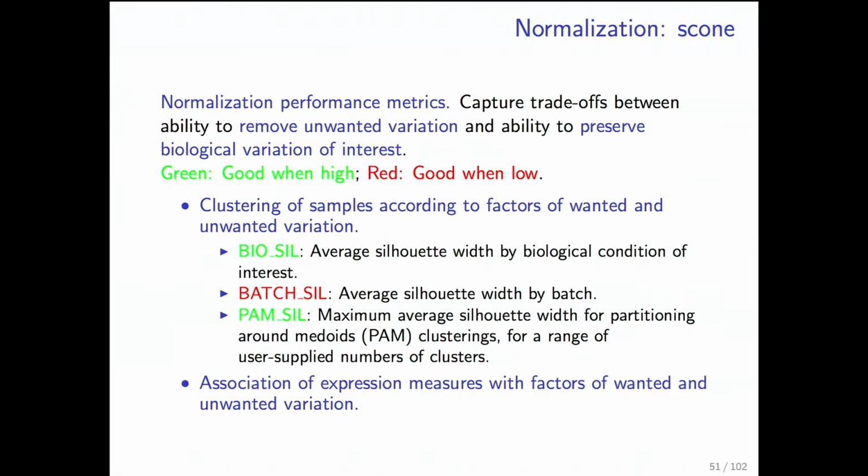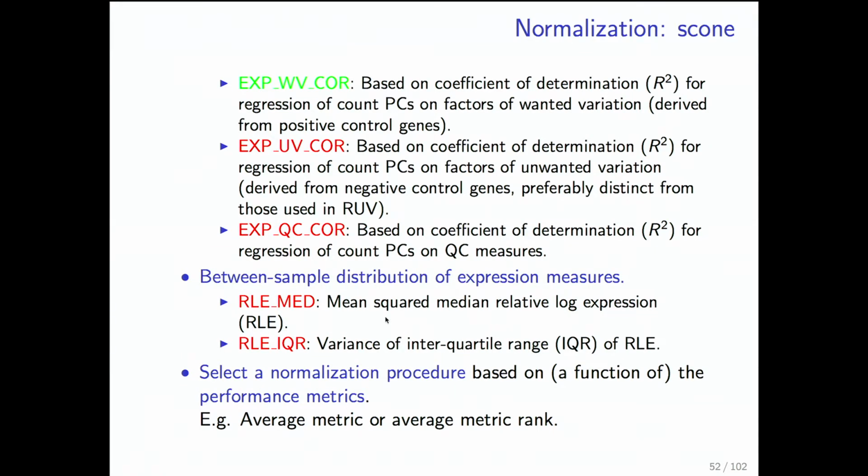The idea is that we want to quantify the trade-off between the ability of a normalization method to remove unwanted variation and the ability to preserve the variation of interest. There are 3 main classes of metrics. One of them refers to the clustering of samples according to factors of wanted and unwanted variation. The clustering strength is measured by silhouette width. Another class of metrics looks at the association between expression measures and factors of wanted and unwanted variation. The third class of metrics looks at the distribution of the relative log expression. Then we can select or rank normalization procedures based on functions of these different metrics.